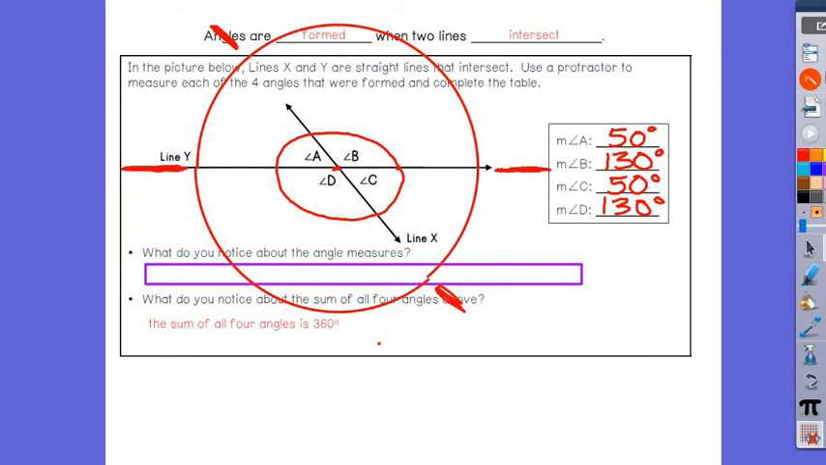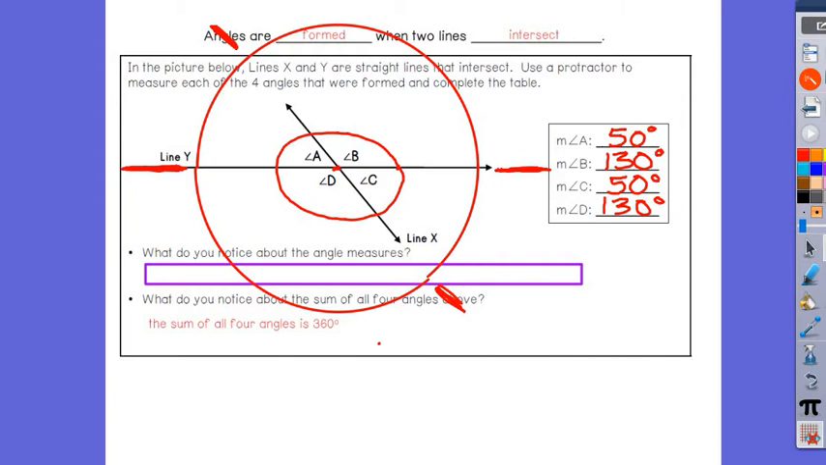Then it says, what do you notice about the angle measures? Look at the four angles we measured. Any notices? What do you notice, Brady? It goes 50, 130, 50, 130, like in that order. Pattern? Zyler, what do you see? So the angles when they're across, they'll be the same.